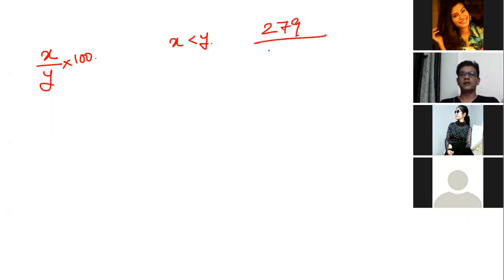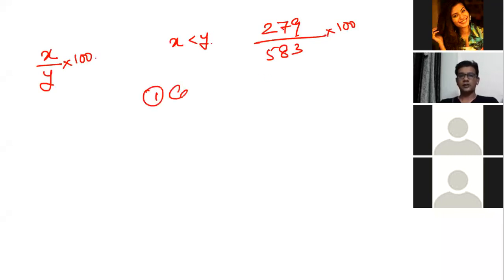What you got to do is take an x value, divide it by a y value, and find the percentage. Remember, your x value should be less than the y value. So take any random value. For example, I say something like 279 divided by 583. Do it. Did we understand this, all of you? Take any random value for x, any random value for y. Calculate the percentage. Next, once you calculate, what should you calculate? Calculate the range of the percentage.